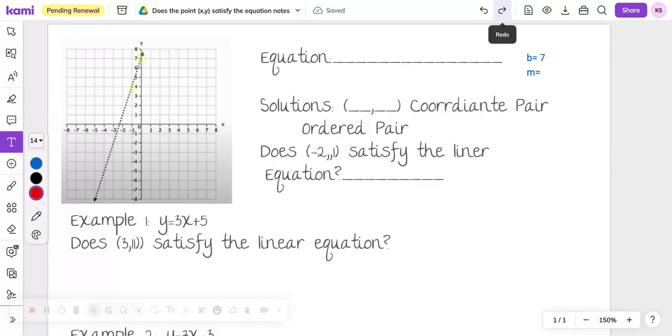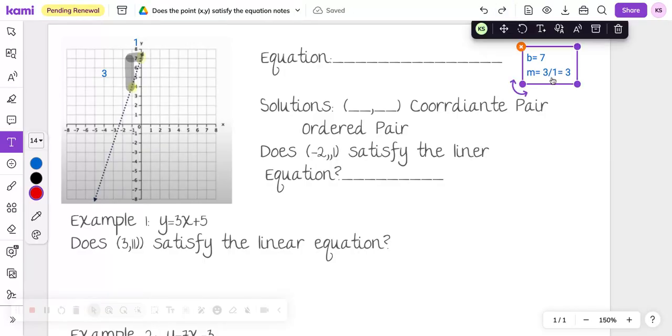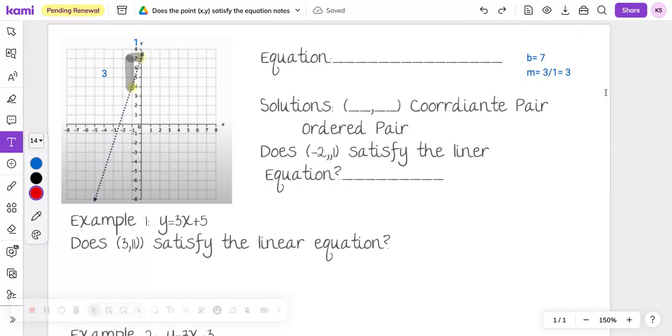Now we're going to look and see, okay, there's another point that I can use at -1, 4. So I'm going to use those 2 points to figure out my slope, to find my rise and my run. If I move up 3 units, and then I figure out what my run is, I moved over 1 unit. Okay, so I know that my slope is 3 over 1, which simplifies to just 3.